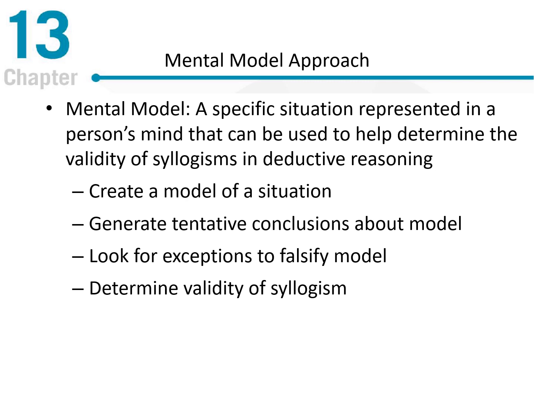Now, we can take a mental model approach to things like this. So we can take, for example, a specific situation and have it represented in a person's mind, and we can see if this helps to determine whether or not a syllogism is valid. So, for example, we would create a model of a situation and generate tentative conclusions about the model and look for exceptions to falsify the model and then determine whether or not the syllogism is valid. And this might be helpful by using this type of mental model for people to make a better determination of whether or not a syllogism is actually valid.